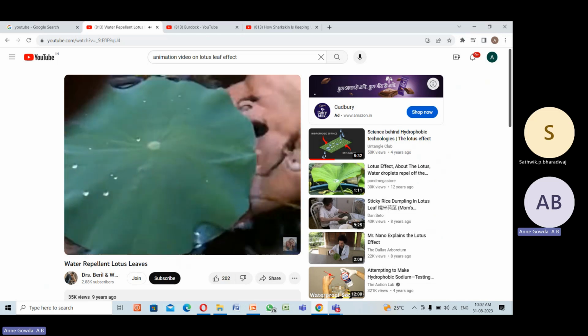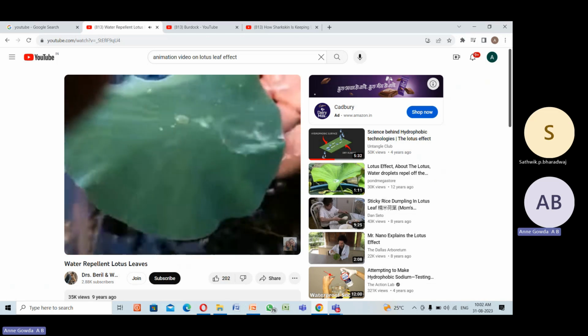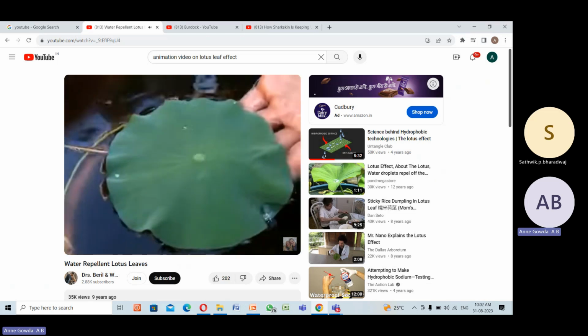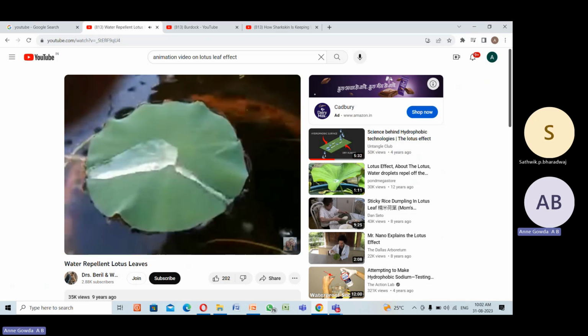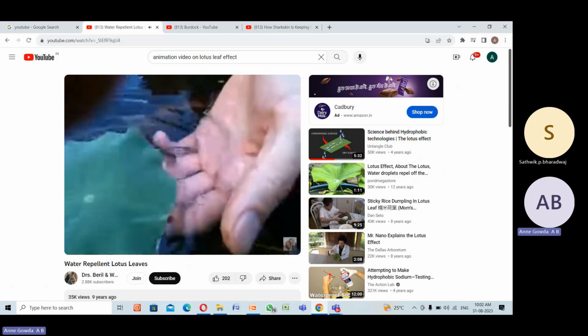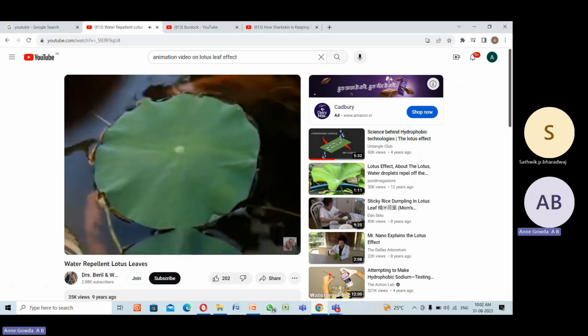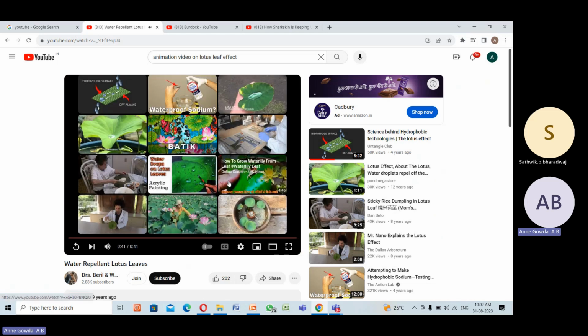So this property of the lotus leaf is repellent to water. If any droplet falls on this lotus leaf, it rolls off easily, and it cleans whatever dust particles are residing on that lotus leaf. So that has inspired the invention of super hydrophobic surfaces.